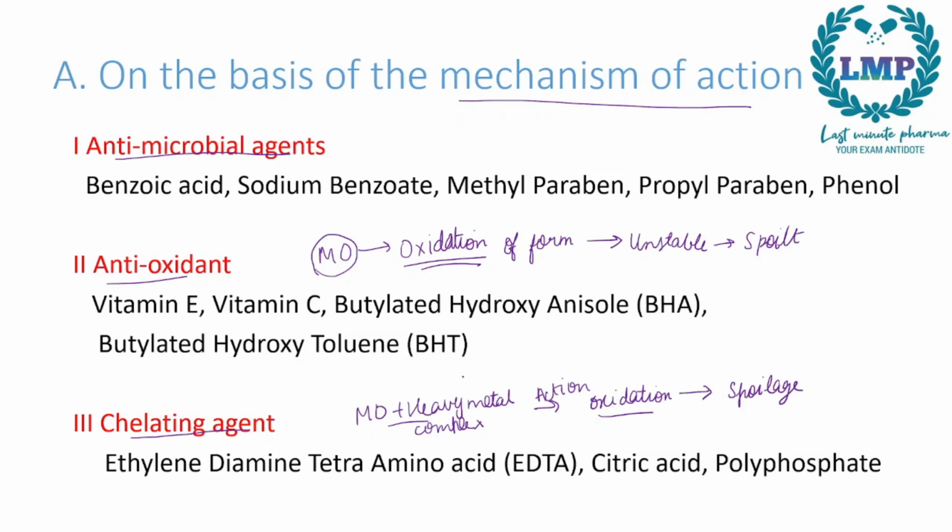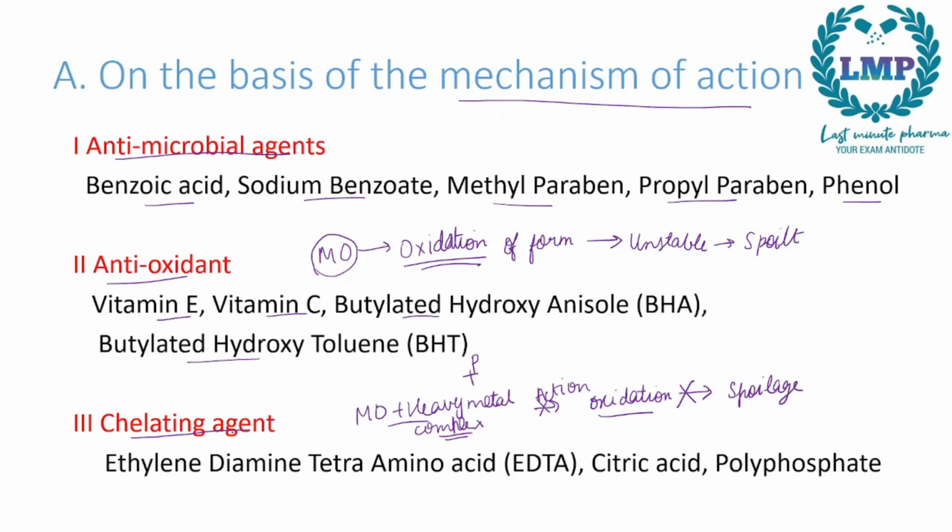So if you add a preservative, what will be this? There will be a complex formation, so there will be no action of oxidation. So no oxidation means no spoilage. Now what are our examples over here? The examples of antimicrobial agents include benzoic acid, sodium benzoate, methyl paraben, propyl paraben, and phenol. Now the antioxidants include vitamin E, vitamin C, butylated hydroxyanisole, for short BHA, and butylated hydroxytoluene, that is BHT.